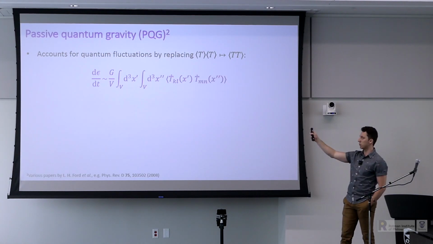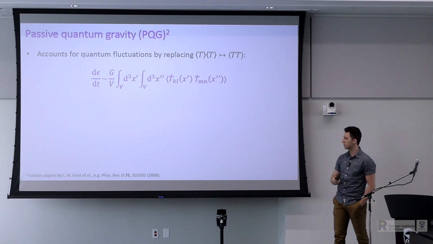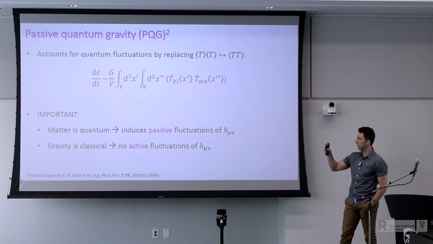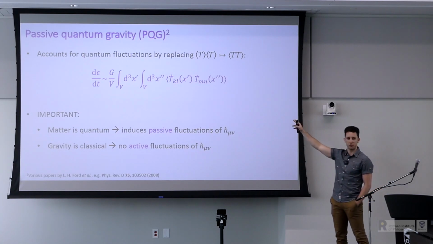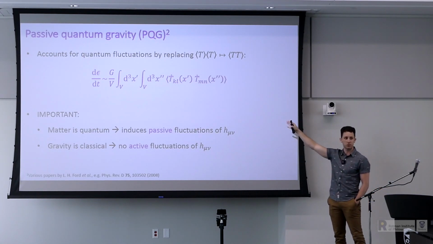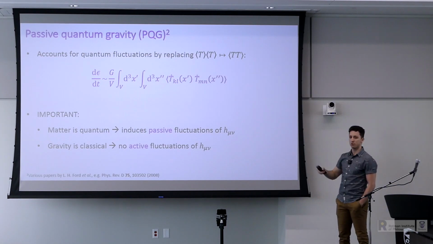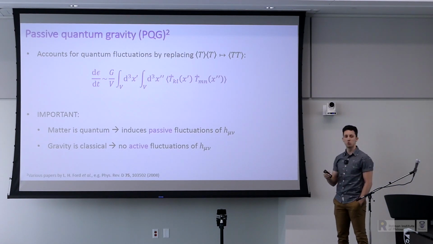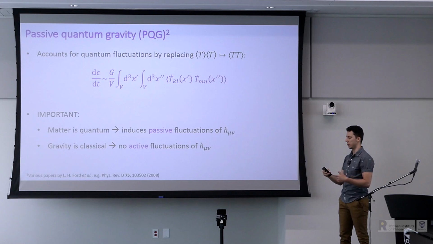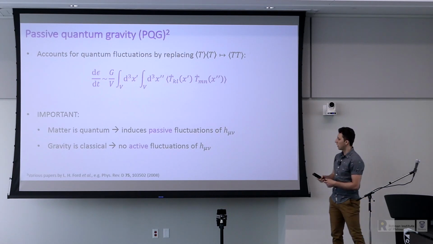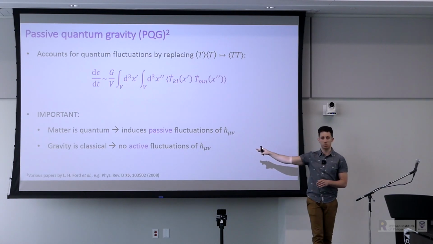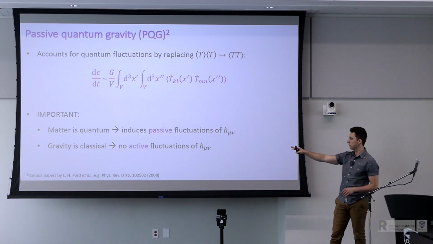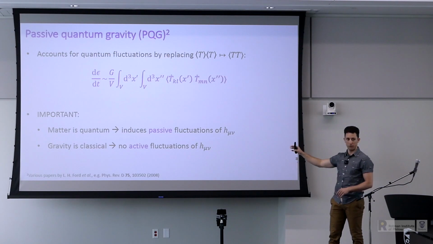Now, before I get into computing this quantity, I just want to point out something important. In the theory of passive quantum gravity, matter is quantum. That's because we're considering a quantum stress energy tensor for the matter fields. And so this quantum matter is going to induce passive fluctuations on the gravitational field h mu nu. However, the gravitational field itself is completely classical. We're not quantizing the gravitational field. So there are no active fluctuations of h mu nu, there are only passive fluctuations.